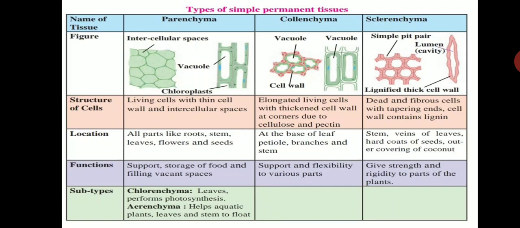So there are two types of permanent tissues: simple permanent tissues and complex permanent tissues. In the simple permanent tissues, only one type of cell is present, but in the complex permanent tissue, different cells are present in that tissue. The simple permanent tissues are again three types: parenchyma, collenchyma, and sclerenchyma. There are three types of simple permanent tissues. First one is parenchyma, then collenchyma, and sclerenchyma.